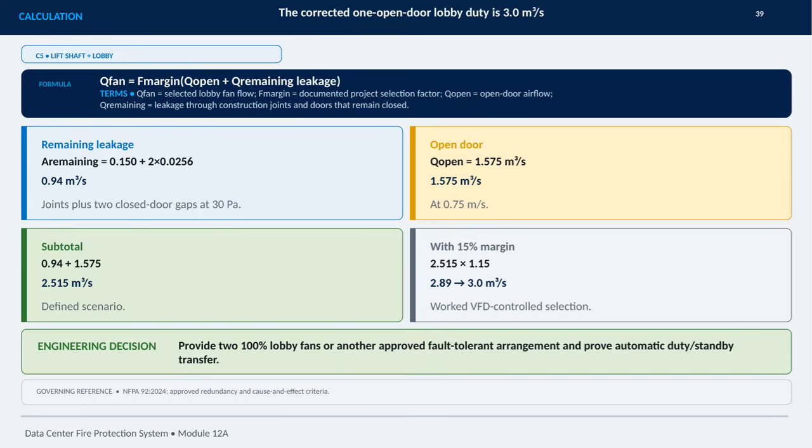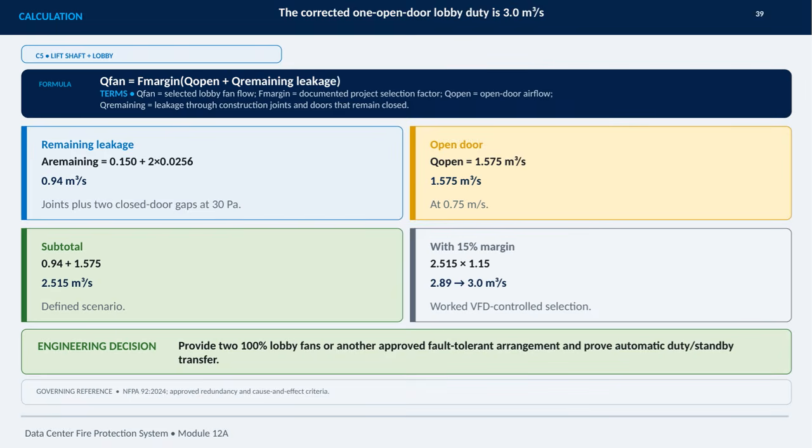This slide brings the lobby airflow calculation together for the lift shaft and lobby scenario. The formula selects the fan flow by applying the documented project margin to two components: airflow through the open door, plus leakage through construction joints and doors that remain closed. The remaining leakage calculation is shown as 0.94 cubic meters per second, including the joints and two closed door gaps at 30 pascals. The open door contribution is 1.575 cubic meters per second, based on an airflow velocity of 0.75 meters per second. Adding those two values gives a defined scenario subtotal of 2.515 cubic meters per second.